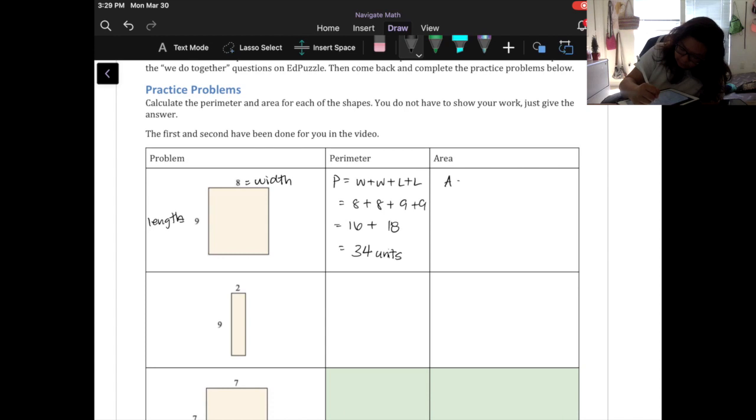Area is found by doing length times width. So area equals 9 times 8. And this has an area of 72 units squared.